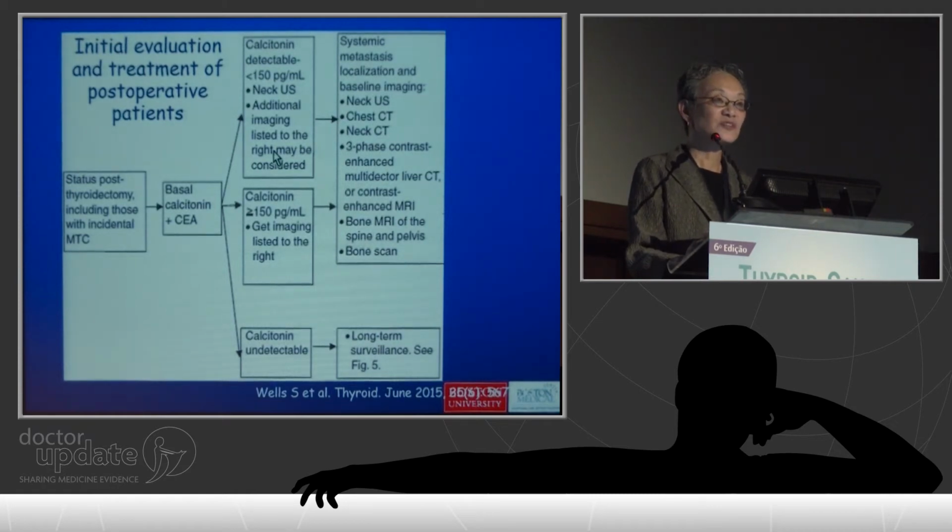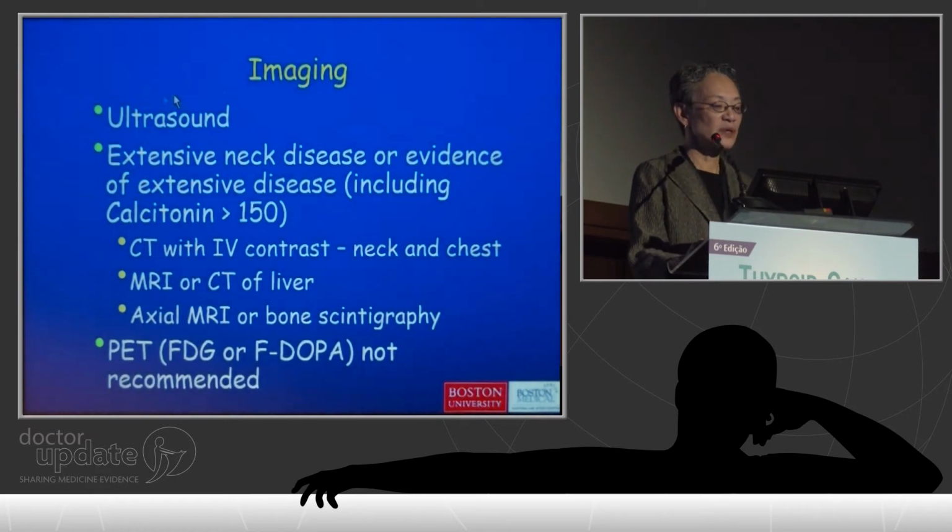If it's less than 150 and measurable, then you have to use your clinical judgment. You would say that if the calcitonin is 3 or 4, you certainly don't want to do this whole list of tests. On the other hand, if it's 125, you might go ahead and look for the metastatic disease with this testing. So just to make it a little more simple, first you're going to do an ultrasound.